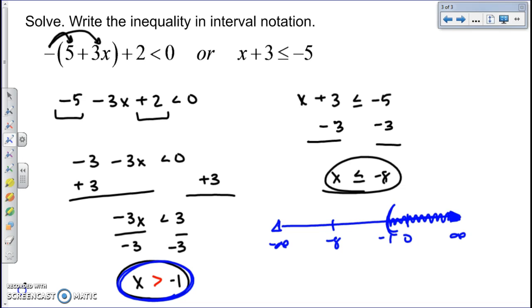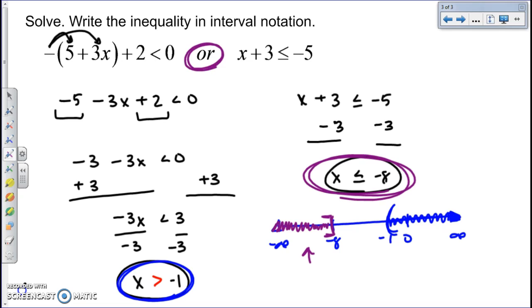The second solution says that x has to be less than or equal to negative 8. The or equal to tells us to use a bracket to include that negative 8. And we'll shade everything less than negative 8. So the or statement tells us that any of the solutions in this first interval or the solutions in the second interval will be good. So either of these can work.